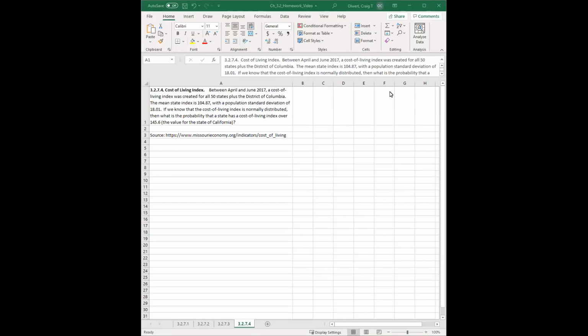Hello. Now we're going to solve problem 3.2.7.4, cost of living index. Between April and June 2017, a cost of living index was created for all 50 states plus the District of Columbia. The mean state index is 104.87 with a population standard deviation of 18.01. If we know the cost of living index is normally distributed, then what is the probability that a state has a cost of living index over 145.6, the value for the state of California?